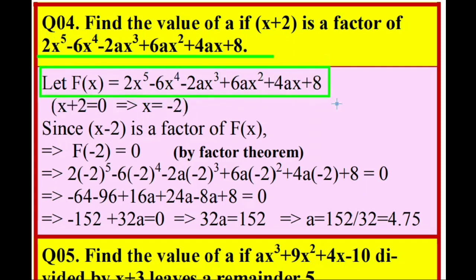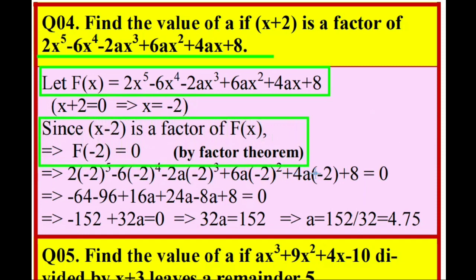and then the same aim: in the equation, we have to replace x plus 2 with 0, and for that the value of x has to be minus 2. Now we take the help of the remainder theorem, and that is, since x plus 2 is a factor of f(x), then f of minus 2 has to be 0. Sorry, it's not the remainder theorem, it is the factor theorem.